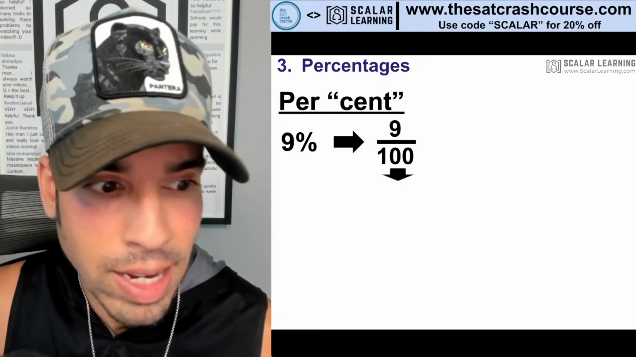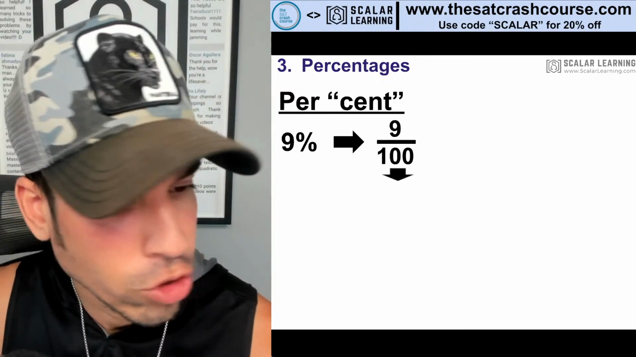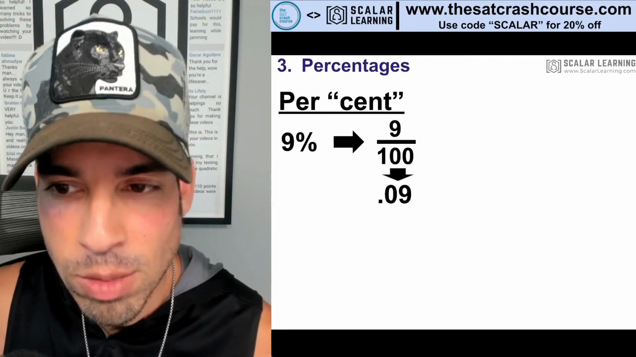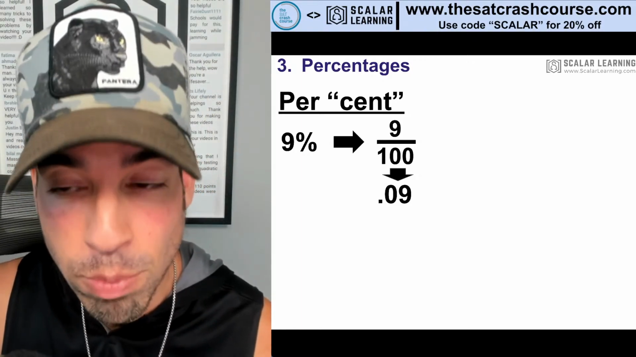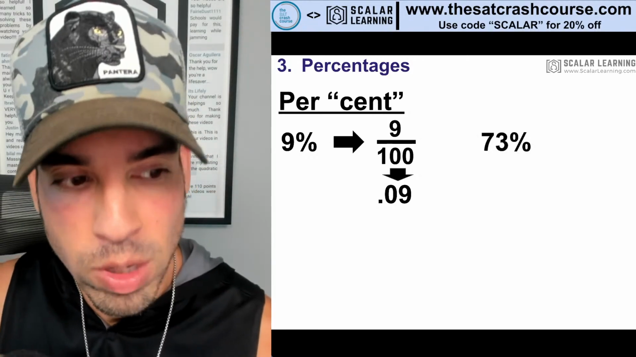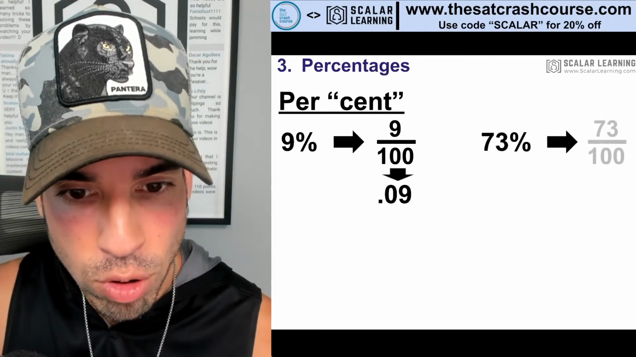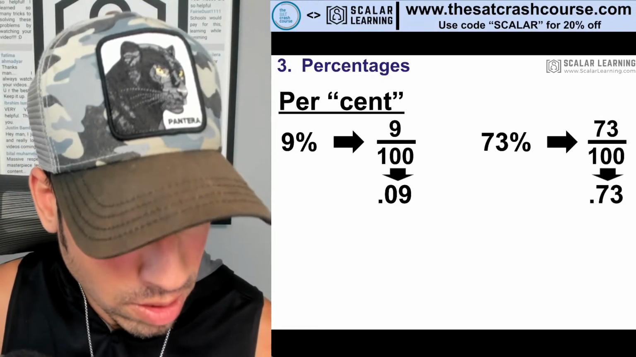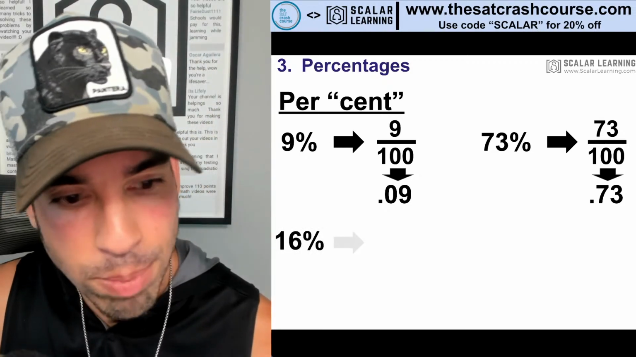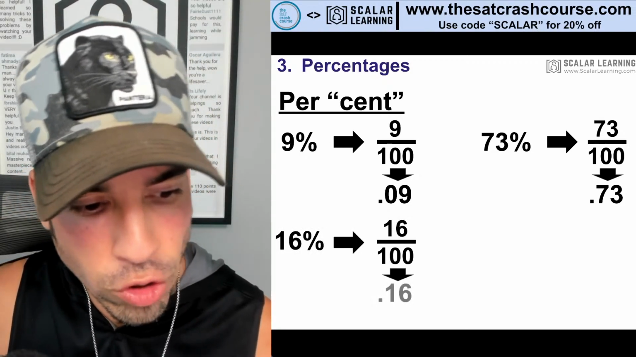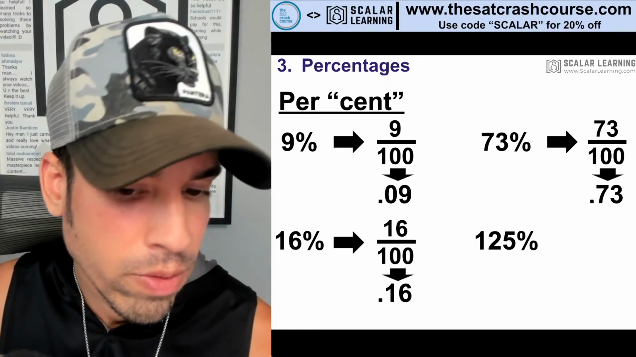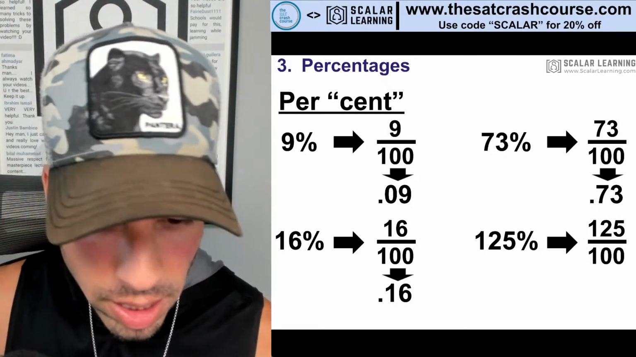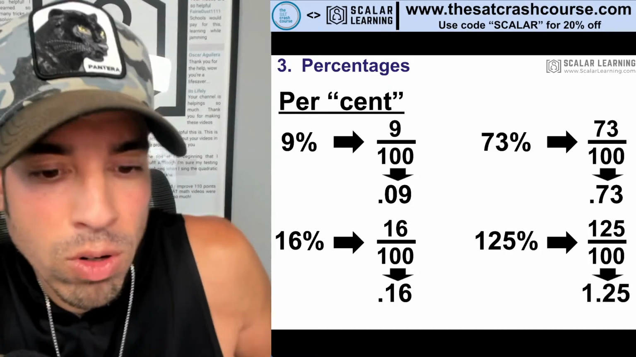And if we represent this as a decimal, simply converting 9 over 100 to a decimal is 0.09. So another way to think about it is you are moving that decimal 2 spots to the left, from 9 to 0.09. Likewise, 73% is 73 per 100 or out of 100, and that as a decimal is once again 0.73. 16%, same deal, 16 out of 100 or 0.16. And 125% is 125 out of 100. Now this is going to be bigger than 1 as a decimal: 1.25.